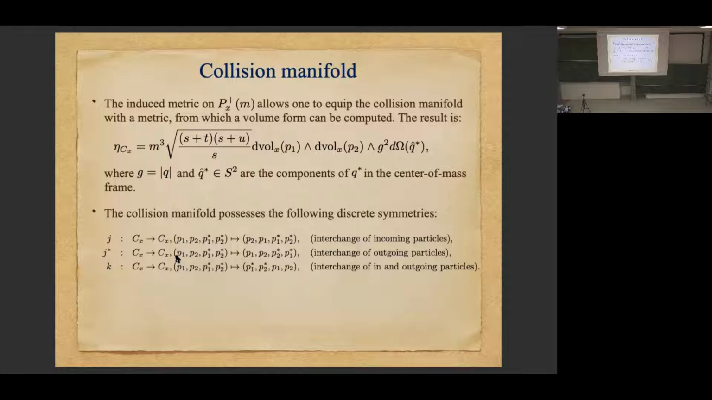But furthermore, the normalization is equal to G, which you can compute from P1 and P2. So this is really the direction of this Q, okay? And this is just the spherical element associated to it. Okay, and S, T and U are the Mandelstam variables. Now, the collision manifold possesses the following discrete symmetries. If you interchange P1 and P2, or P1 star and P2 star, this leaves it invariant, of course, but also if you interchange the pairs P1, P2 with P1 star and P2 star, that's also leaving all these objects invariant.